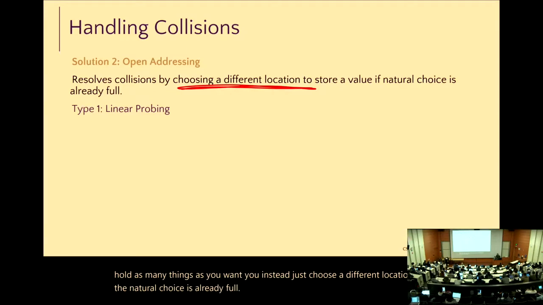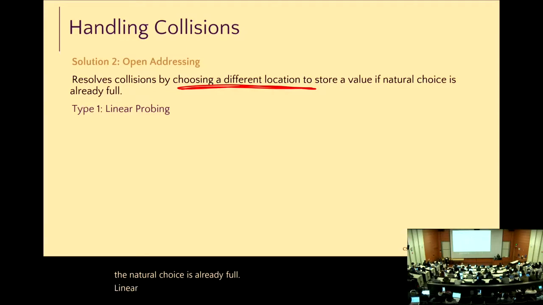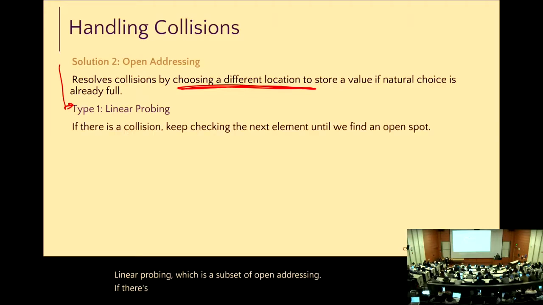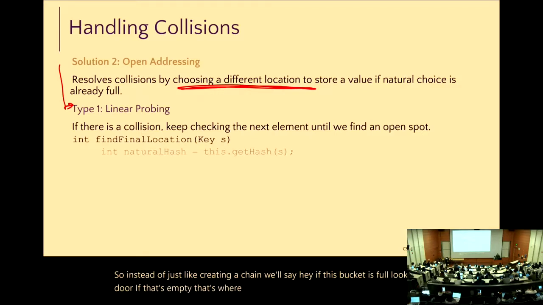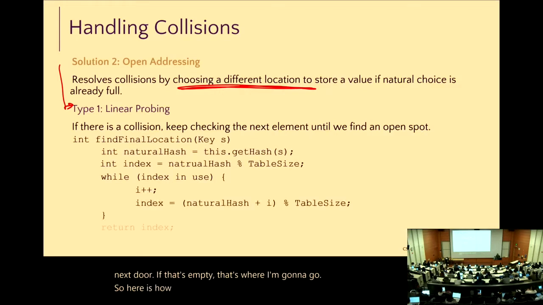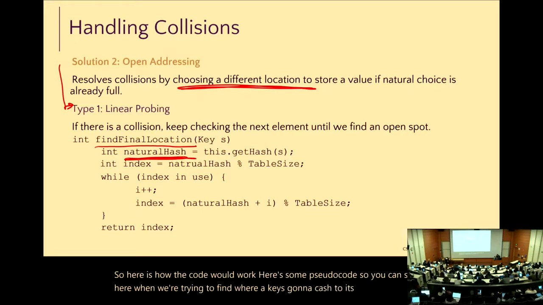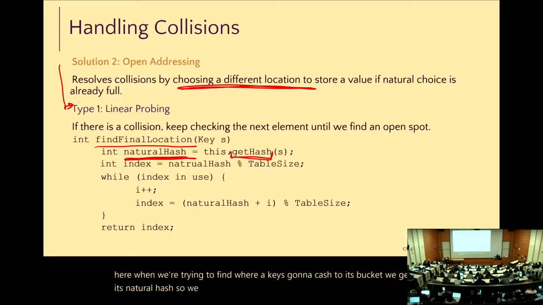Linear probing, which is a subset of open addressing: if there's a collision, just keep looking to the neighbor to the right until we find an open spot. So instead of creating a chain, we'll say, hey, if this bucket is full, look next door. If that's empty, that's where I'm going to live. Here is how the code would work. Here's some pseudocode. When we're trying to find where a key's going to hash to its bucket, we get out its natural hash. We call get hash, whatever that tells us it's going to belong, and then we mod by the table size.